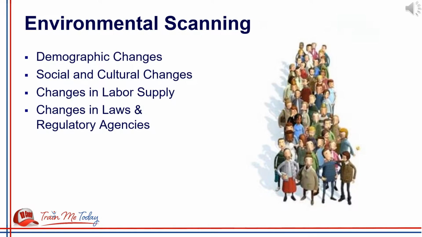As discussed previously in Unit 1, the environmental scanning process gives the company a view of the external sectors that affect an organization. One of these sectors is the external labor market. When forecasting employment needs, it is important to understand which potential employees are available in the surrounding area. Items such as demographic changes, social and cultural changes, changes in the labor supply, as well as changes in laws and regulatory agencies are all going to have an effect on whether or not there will be the talent you need available when you need it.